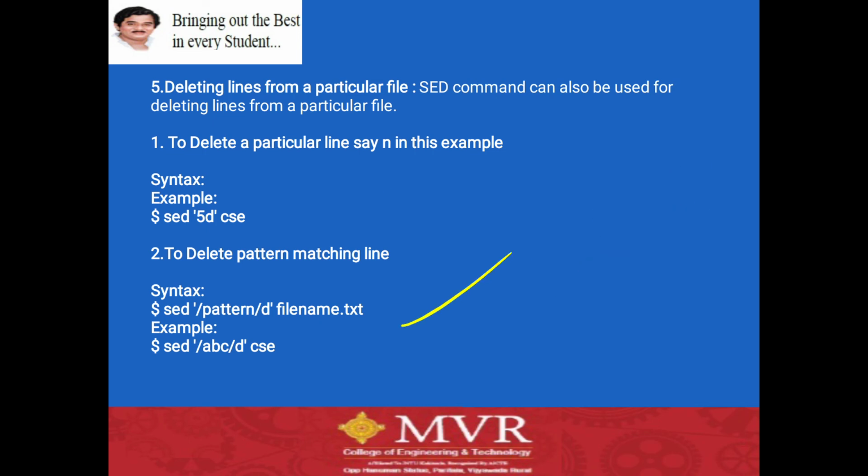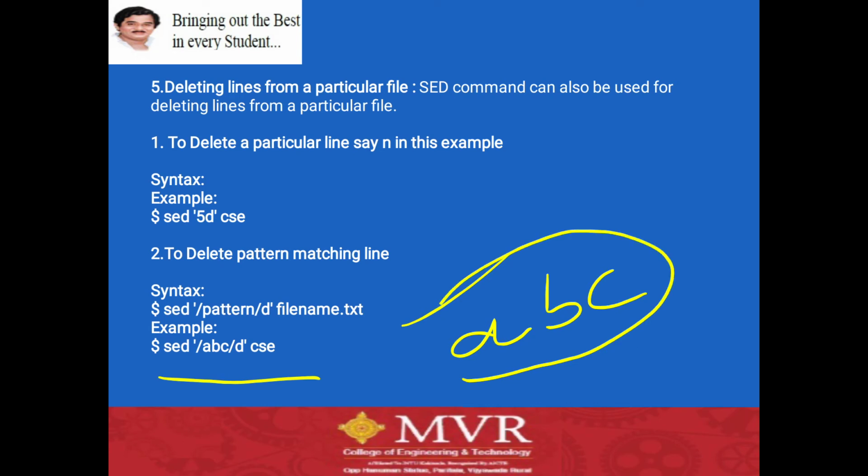And deleting by using pattern matching. Here, see, sed /ABC/d CSE. ABC is nothing but the pattern. What SED will do is first search for the pattern. If any line contains this ABC string, then those lines will be deleted. If only one line contains ABC, then that line will be deleted. If three or four lines contain this ABC string, then all the three or four lines will be deleted. That is what you can perform with the delete option in SED. Got it?